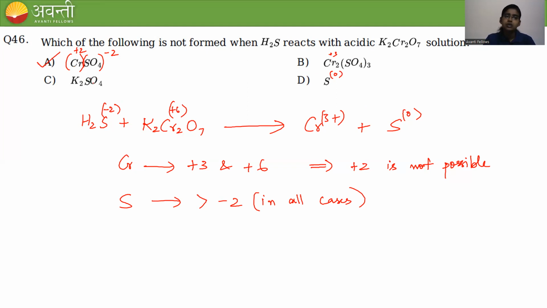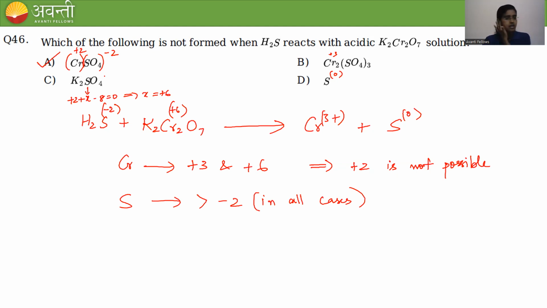And coming to this K2SO4, if I want to calculate the oxidation state of sulfur, it is X, and here +2, and here -8 equal to 0, and X is equal to +6. Okay, so it is greater than -2, so it is also possible. For sulfur, the oxidation state should be greater than -2, and in this compound it comes out as +6, so that is possible. But in option A, chromium is taking +2 oxidation state, which is not possible. So that's why the compound given in option A is not formed on reaction of H2S with K2Cr2O7.